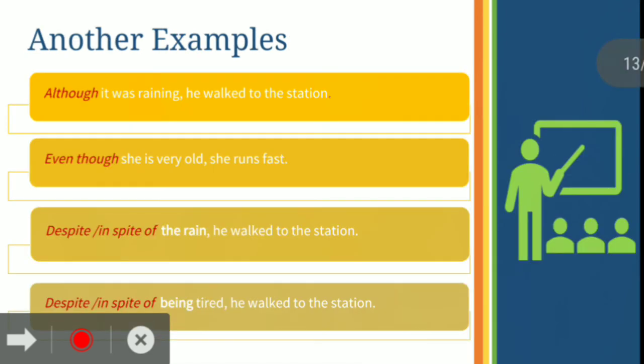So, then we have another example. The first one says, although it was raining, he walked to the station. Even though she's very old, she runs fast. Despite or in spite of the rain, he walked to the station. Despite or in spite of being tired, he walked to the station.